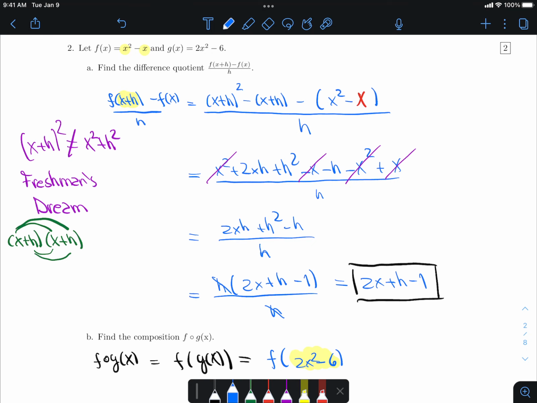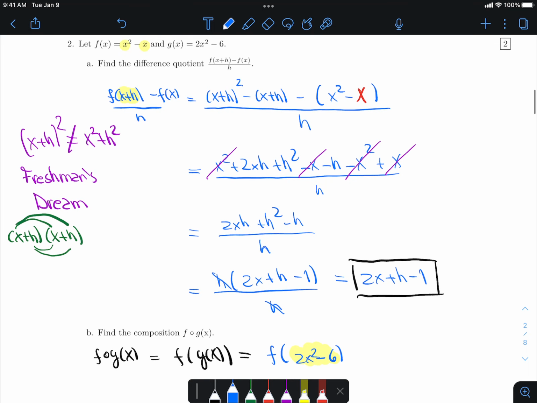So wherever I see an x, I replace it with 2x squared minus 6. Okay, so that is 2x squared minus 6, squared, right? Replacing that first x squared with that, minus, remember your parentheses, 2x squared minus 6. And that's what you have.